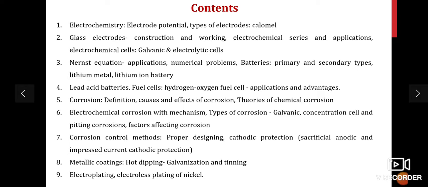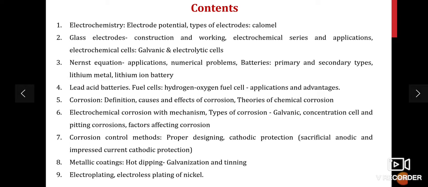In the first part, electrochemistry, we are going to learn electrode potential, types of electrodes like calomel and glass electrode, and electrochemical series, Nernst equation, and the types of electrochemical cells like galvanic and electrolytic cells, and the batteries, the types of batteries like lithium battery, lithium ion battery, lead acid battery, then fuel cells, its applications and advantages.